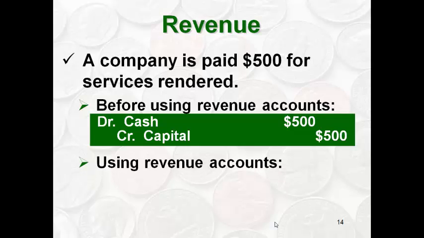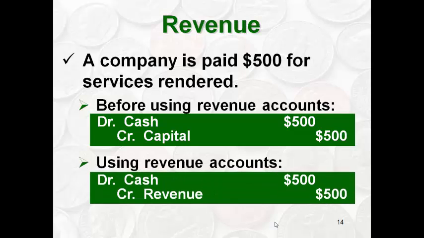Using the revenue account, our new method of recording would be a debit to cash, and instead of crediting capital, we are now crediting a specific account called revenue, or many times called fees earned. Note, the debit and credit does not change. We're still crediting to record the revenue, except we're not crediting capital, we're crediting revenue. So it's still a credit under the owner's equity section.